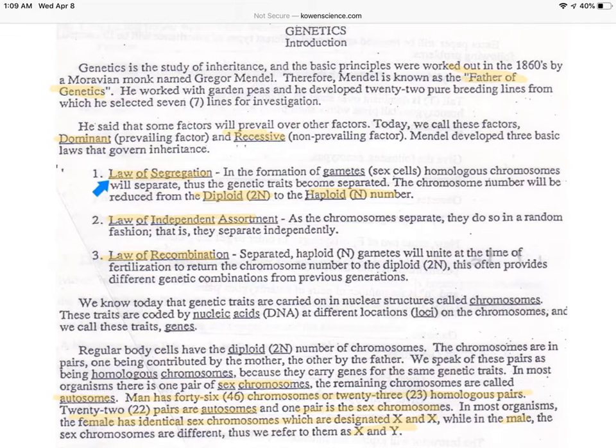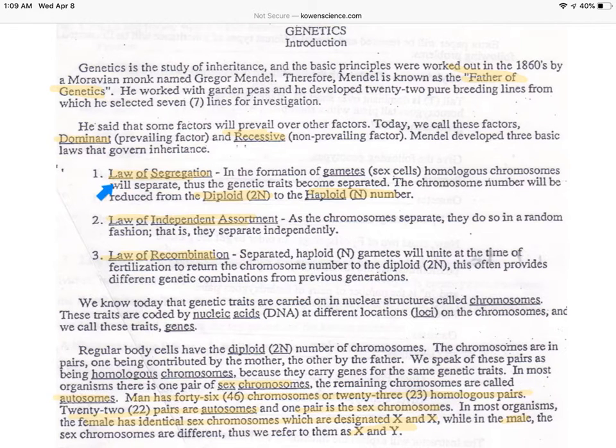Now this is important right here because at the time of fertilization, the egg has 23 chromosomes, the sperm has 23 chromosomes, 23 plus 23 give 46, and therefore the baby would have 46 chromosomes just like its parent. If that did not occur, and the gametes had the same number of chromosomes as the parent, the baby would be born a fish, because fish have 92 chromosomes as opposed to a baby. So that's an important law.